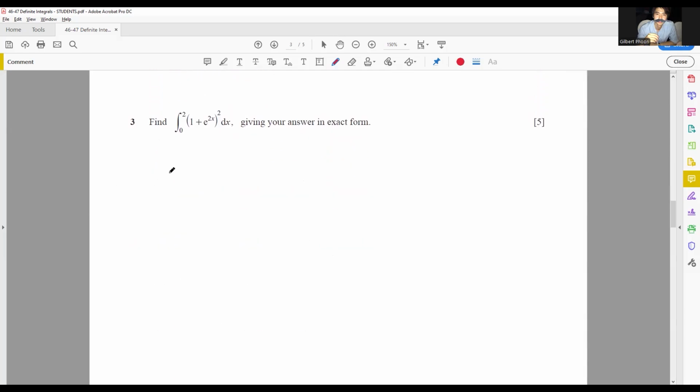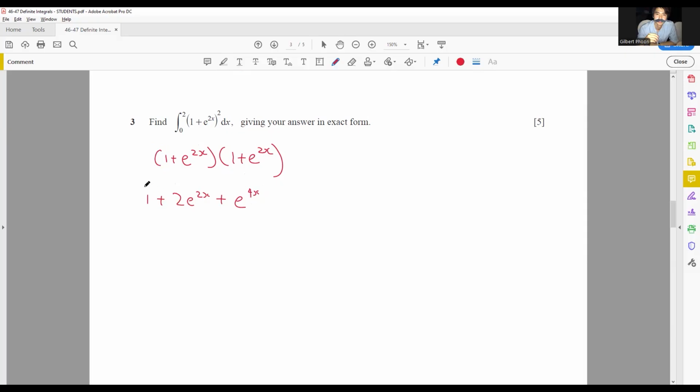All right, next example. Find the integration of 1 plus e to the power of 2x, all to the power of 2, giving your answers in exact form. Once again, you need to expand the bracket here. 1 plus e to the power of 2x times 1 plus e to the power of 2x. Expanding this, you will get 1 plus 2e to the 2x plus e to the power of 2x times e to the power of 2x. You would have gotten e to the power of 4x, right?